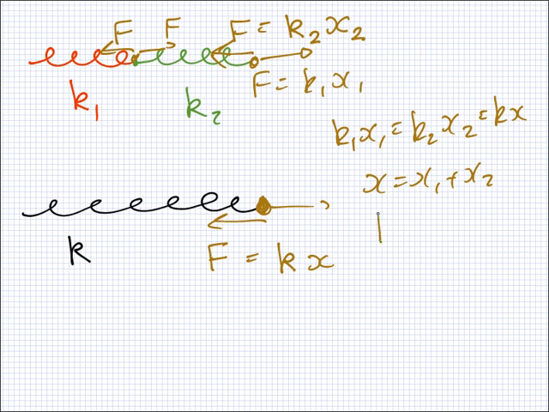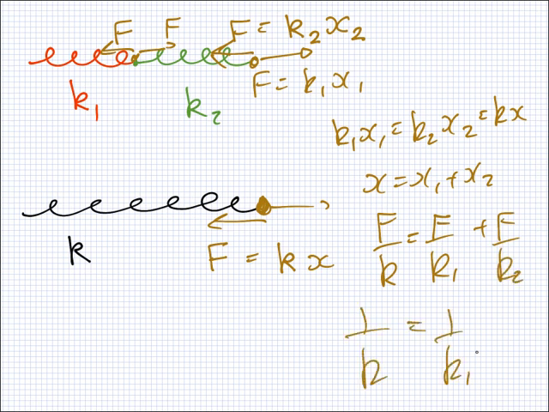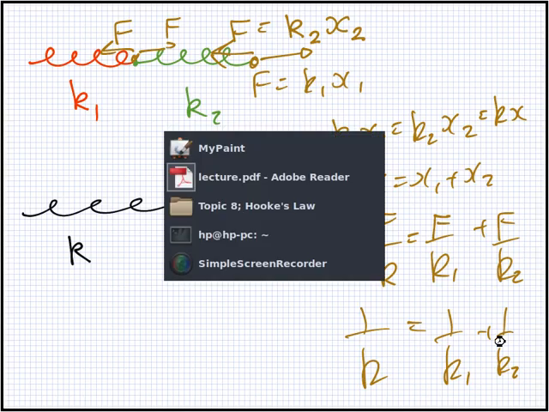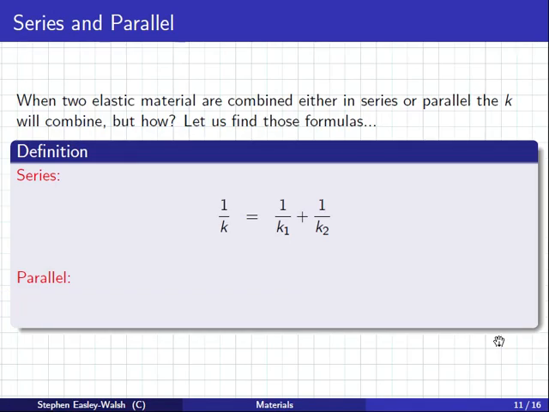So X is F over K. X1 is F over K1, and X2 is F over K2. So anyways, yes, 1 over K is 1 over K1 plus 1 over K2. You don't need to write that down. I just feel happy with myself that I could prove it. Okay? So that's the first one. That's if they're in series.